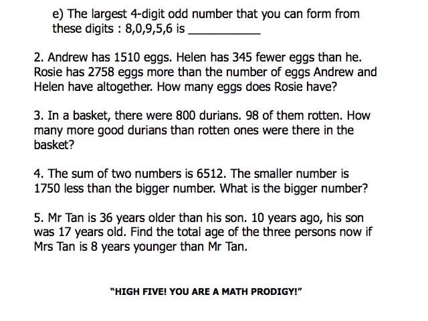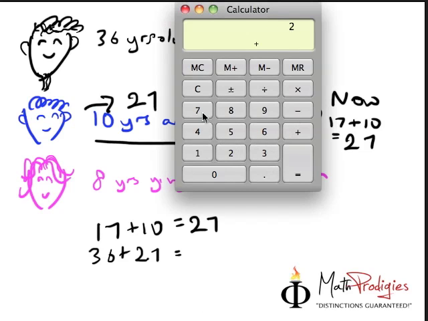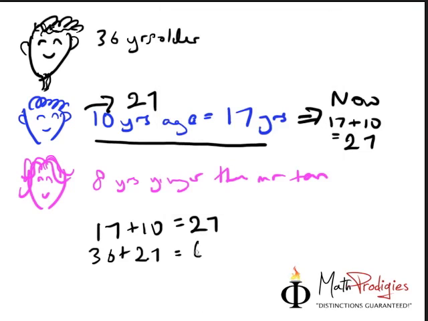Now the next question, it says that Mr. Tan is 36 years older than his son. So 36 years older means he's 36 plus 27. 36 plus 27 is going to give you the answer of 63. So Mr. Tan is 63 years old. Wow. Now he is 63.